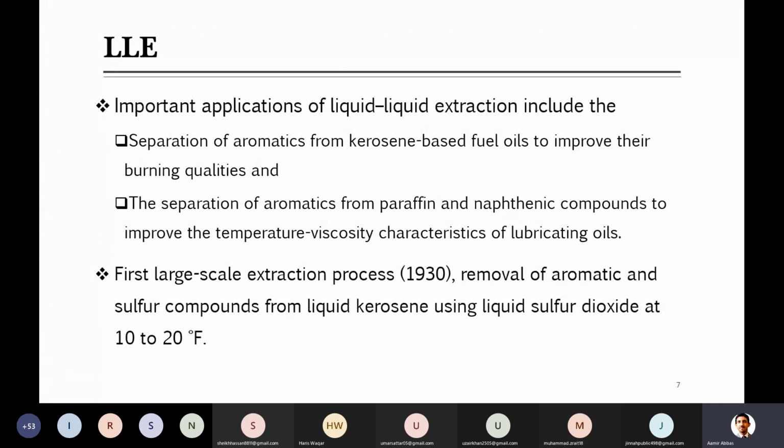When you look at the history of liquid extraction, although it was being used in small scale applications on the lab scale or the pilot plant, the first large scale extraction plant in the world started working in 1930, and the purpose was the same, removal of aromatics and sulfur compounds from kerosene. So this was the first application of liquid extraction on a large scale. The solvent used was liquid sulfur dioxide, which has better affinity with the aromatics, while the other hydrocarbons are not extracted.